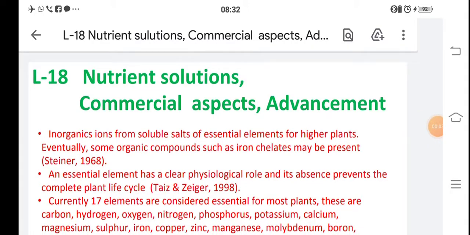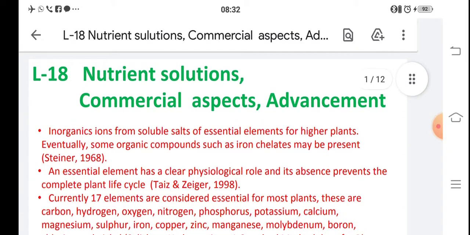So today we are observing our lecture number 18, and this is the last lecture of the hydroponics. In the last lecture we have seen aeroponics. In aeroponics there are 2 to 3 points: nutrient solutions, commercial aspect, and the advancement. So how commercially it is used in the market.